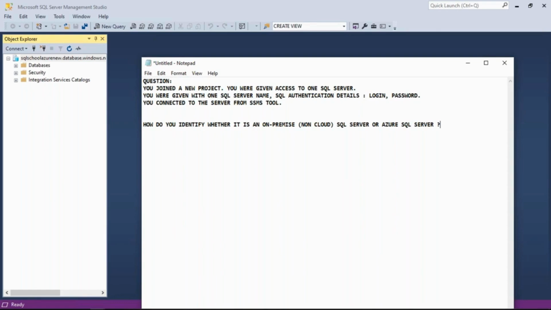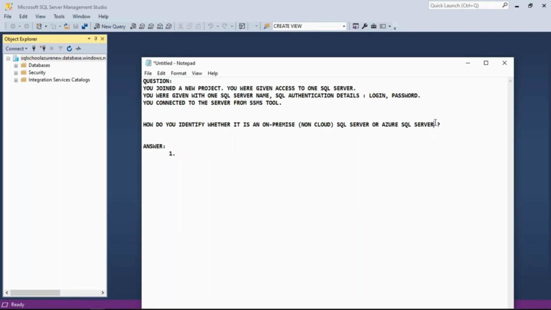Either non-cloud SQL server or cloud SQL server, it is the same concept, right? I mean, connection details will be identical: server name, login name, password. So the question here is, how do you verify? What would be your observations to identify whether it is an on-prem SQL server or a cloud Azure SQL server, logical server?